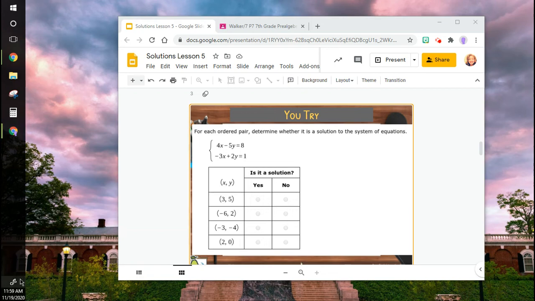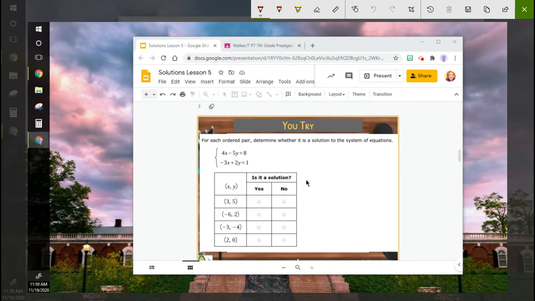All right, so let's go ahead and go over the answer for our last one. Fourth question is 4 parentheses minus 5 parentheses equals 8. And I'm putting in my numbers 2 and 0. That gives me 8 minus 0, so that is right because that is 8. Now I'm going to test the second one. Negative 3 times 2 plus 2 times 0 equals 1.